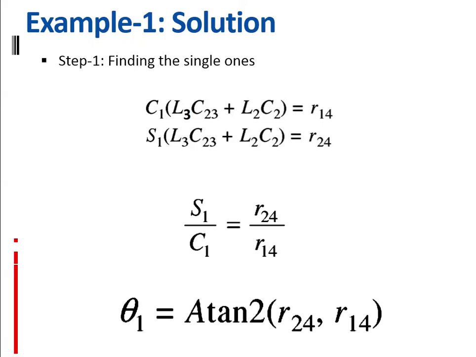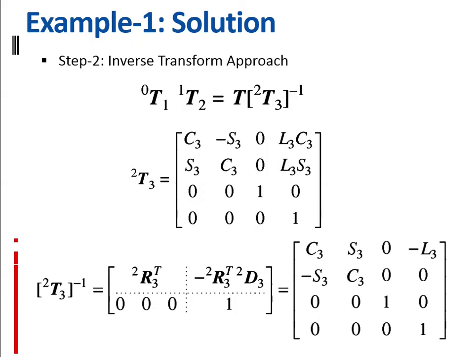Now when we move further, I want to calculate theta 2 and theta 3. Now I will go for my inverse transformation approach. I can go for it because I have 3 parameters. From 0 to 1 I only have theta 1, from 1 to 2 I have theta 2, from 2 to 3 I have theta 3. So what I have done is shift the 2 to 3 to the right-hand side, and now my left-hand side will only consist of theta 1 and theta 2.